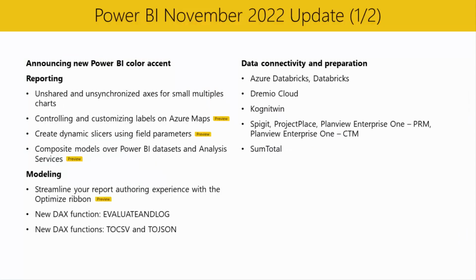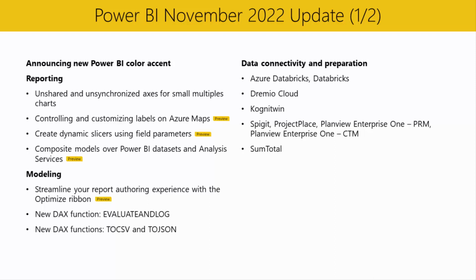We're also adding two more DAX functions similar to Evaluate and Log called toCSV and toJSON. These convert the input table to CSV or JSON respectively. With the toCSV function, you can change the delimiter and whether or not you want the headers to be included, as well as the max number of rows that the function can return.